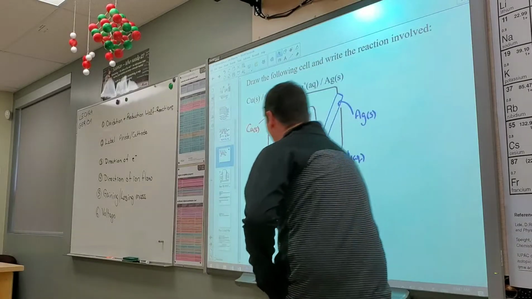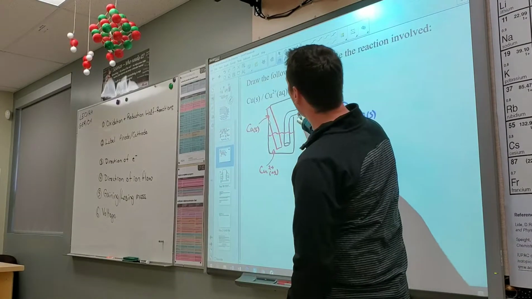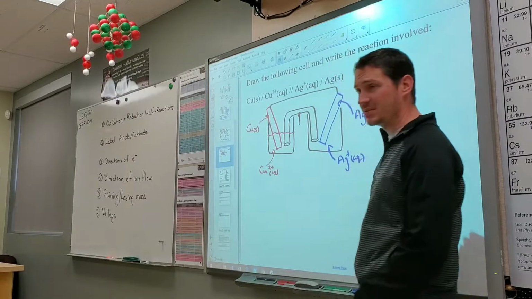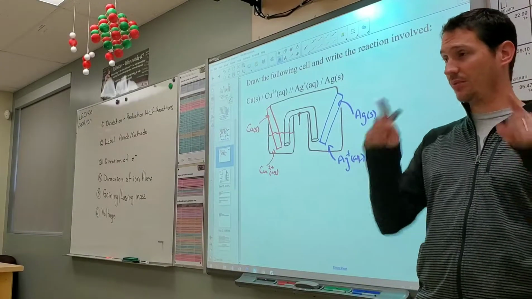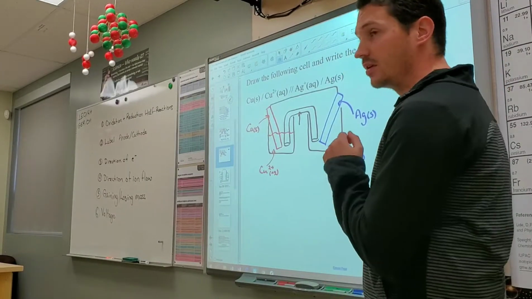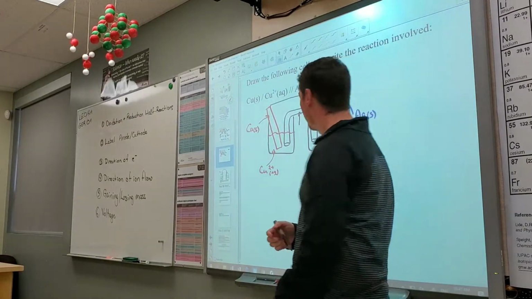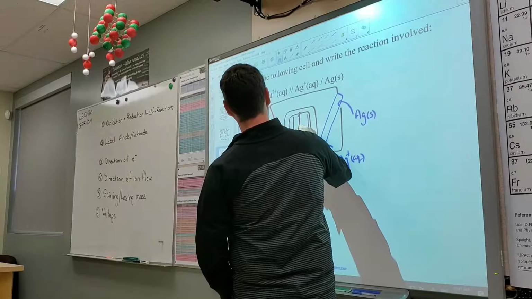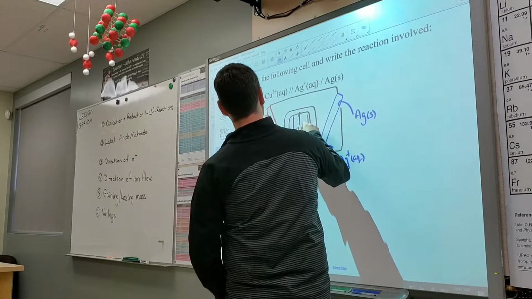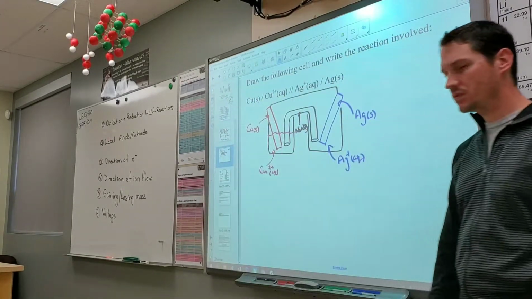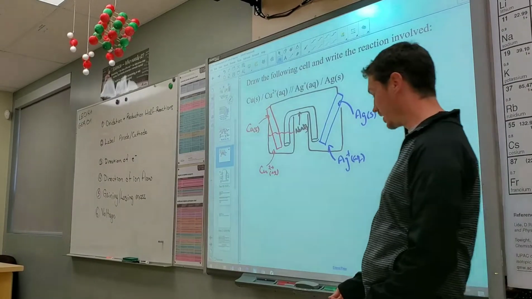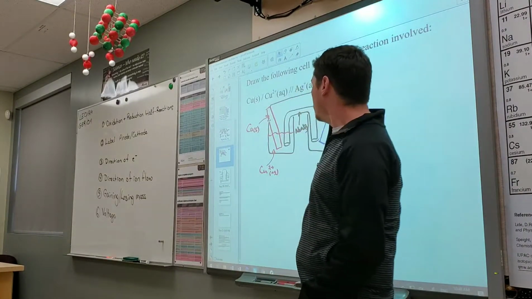Does anybody know what substance typically goes in our salt bridge, if we have a salt bridge? Usually it's sodium nitrate, yeah. And so we're going to say sodium nitrate is in there, so it's a solution of sodium ions and nitrate ions.